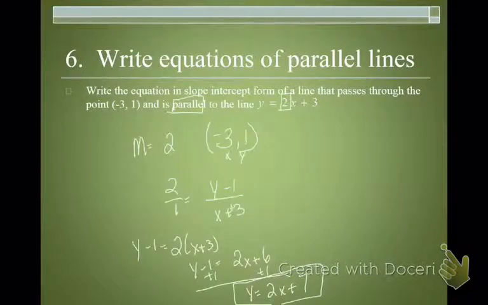What'd you get? Did you get this? Okay, so the slope of our line is going to be 2. A point on the line is negative 3 comma 1. Use the slope formula, do your algebra, and you should come up with y equals 2x plus 7. Okay?